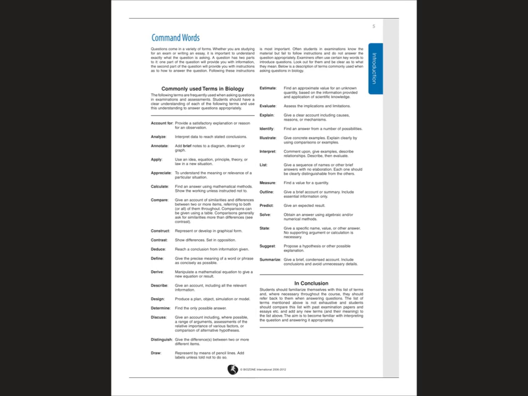Now, here are some command words. These are words that you should be able to look at and know what they mean when you see analyze, annotate, apply, appreciate, calculate, compare. You should be able to understand what they mean by words like this. All right?